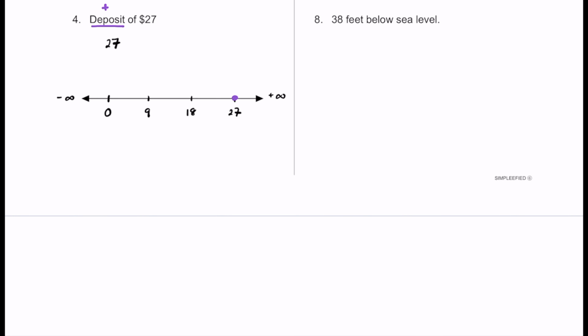Finally, for number 8, we have 38 feet below sea level. So below sea level, that's going to be underwater. That's going to be negative. So the integer here is just going to be negative 38.